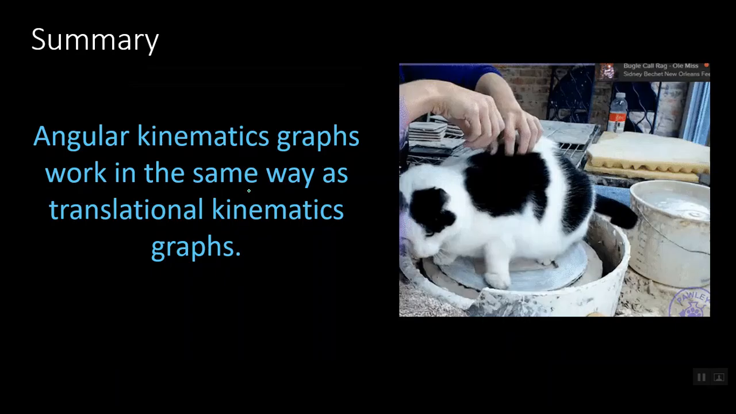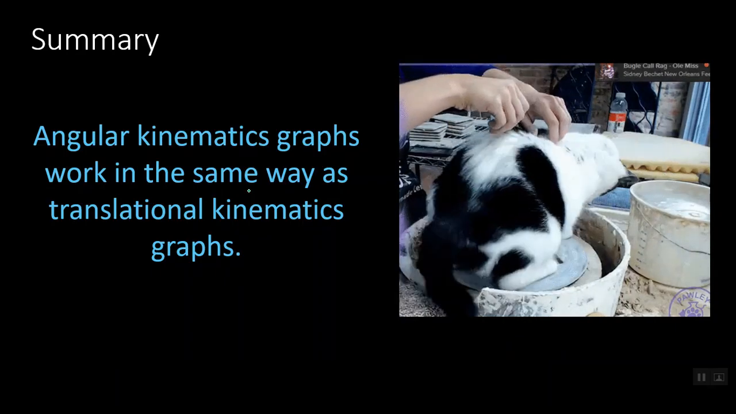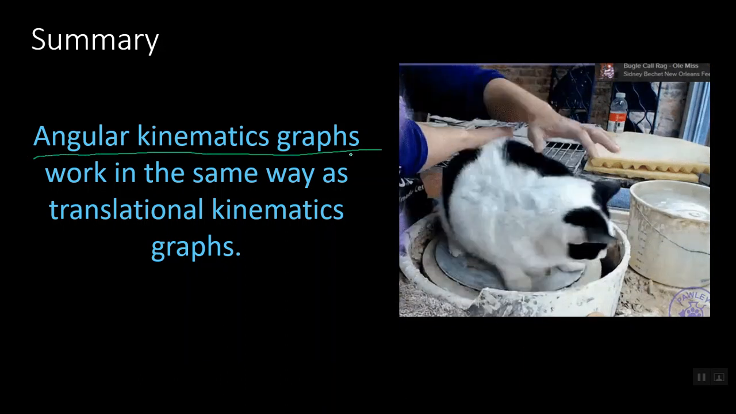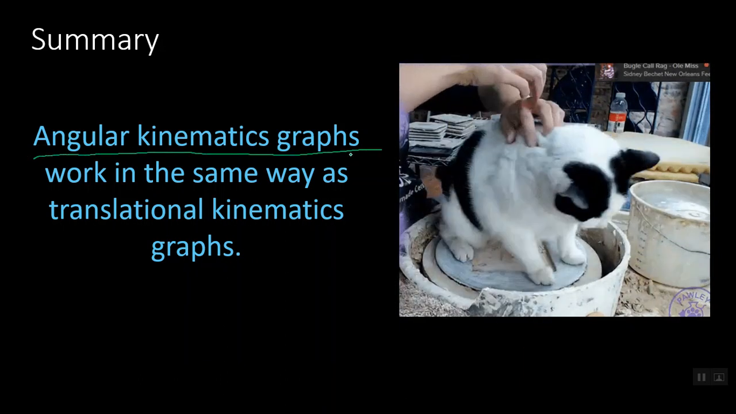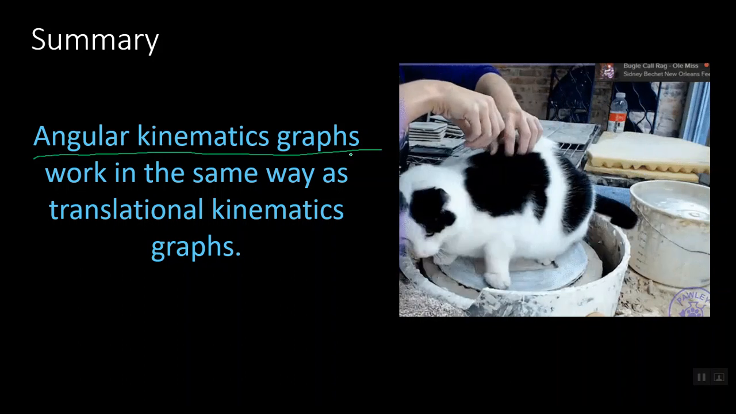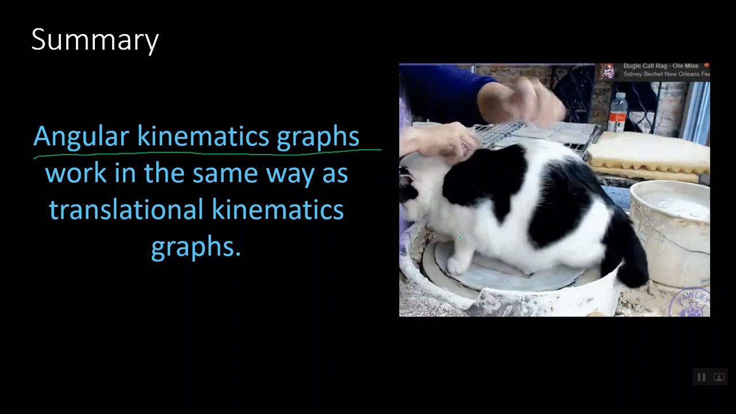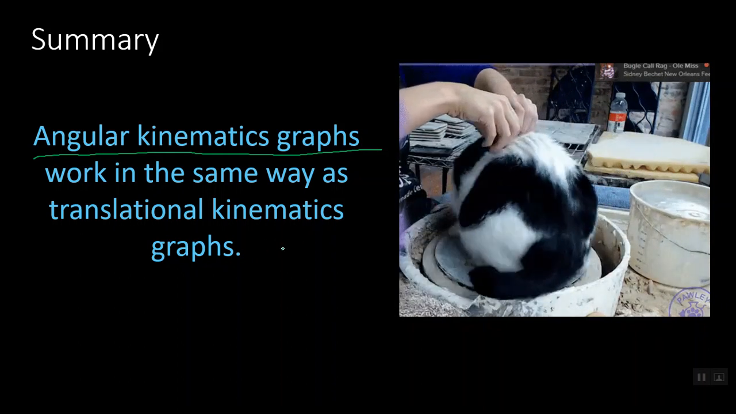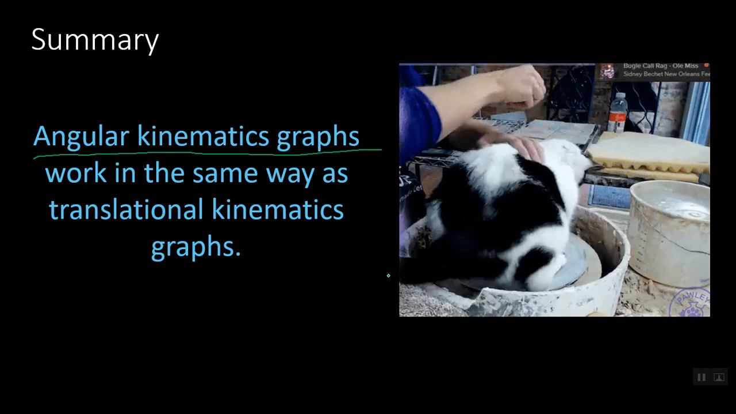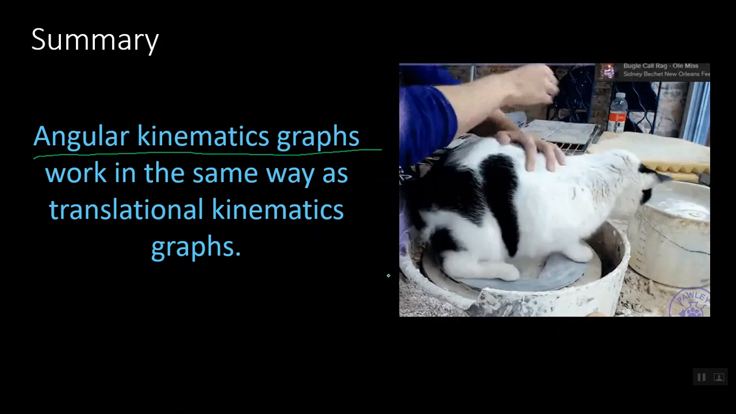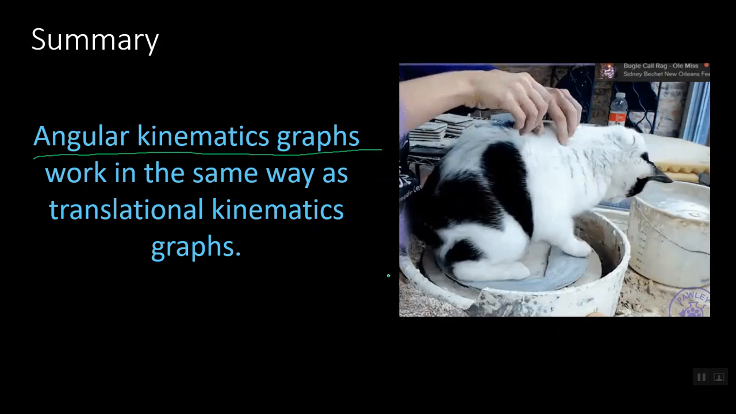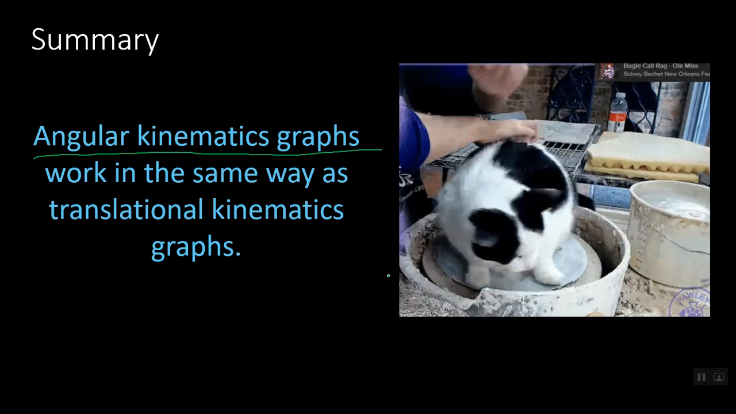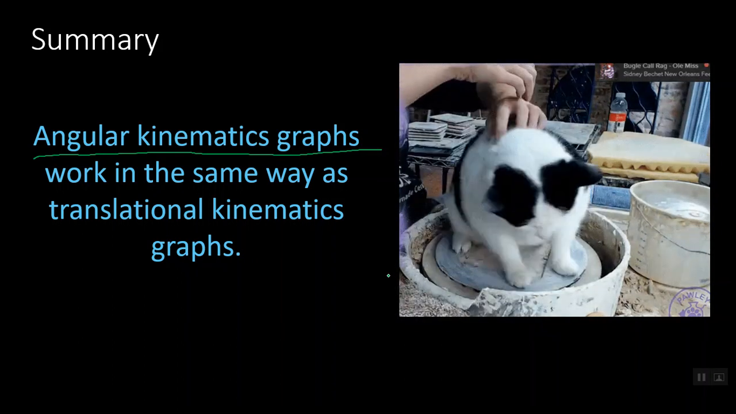So hopefully this video was just a nice review of kinematics graphs. All we're doing is using slightly new variables and language, but the overall ideas are the same. You just have to get used to the new vocabulary and the new symbols. This should be a review because angular kinematics graphs work in the same way as translational kinematics graphs. If you need a deeper review of how these graphs work, I recommend you go back to Unit 1 and look at the wide variety of examples that we saw there.